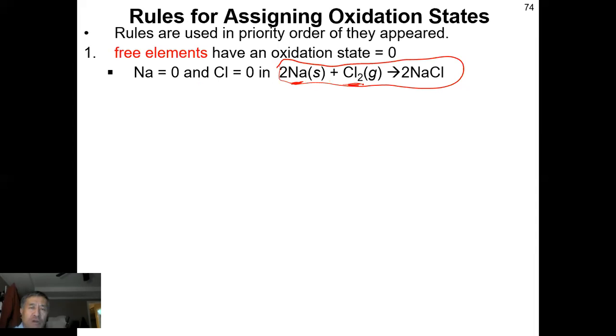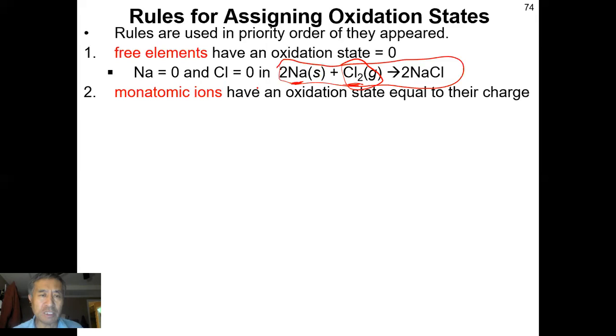So usually I use the element symbol for whatever you want to find the oxidation state for. Therefore, I use Na equals zero, Cl equals zero, which means the oxidation state for the Cl element in this reactant is zero for each atom of the Cl element. The second rule is that monatomic ions have an oxidation state equal to their charge.